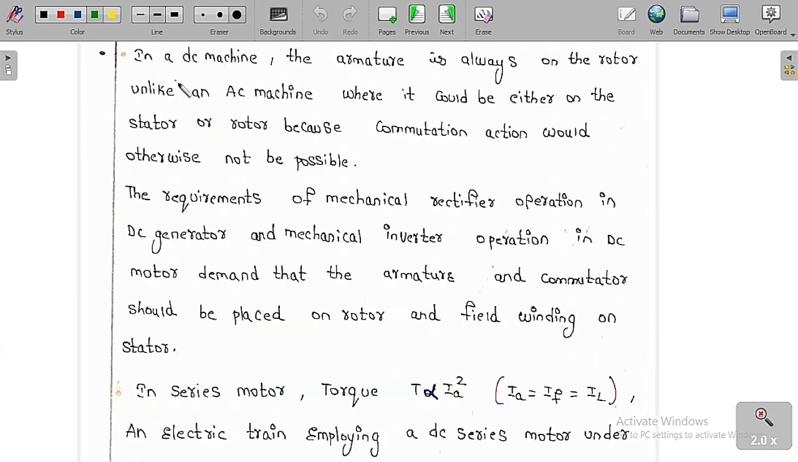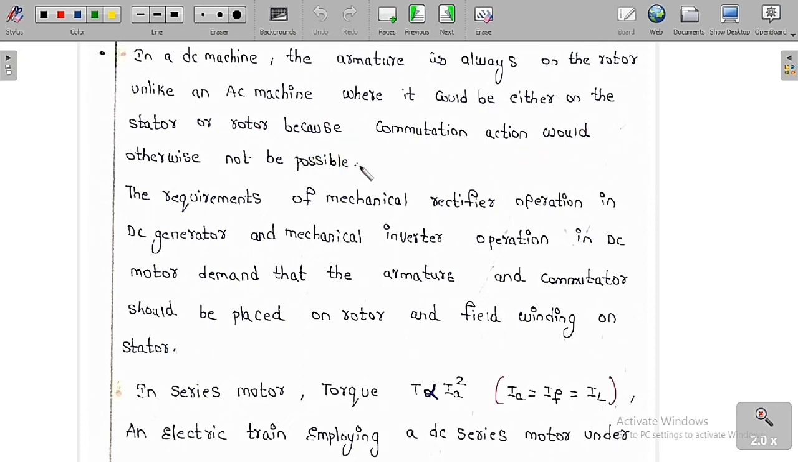See, in a DC machine, the armature is always on the rotor, unlike an AC machine, where it could be either on the stator or rotor, because commutation action would otherwise not be possible. I have already told you, in a DC machine the armature is always on the rotor, unlike an AC machine, where it could be on either the stator or rotor.